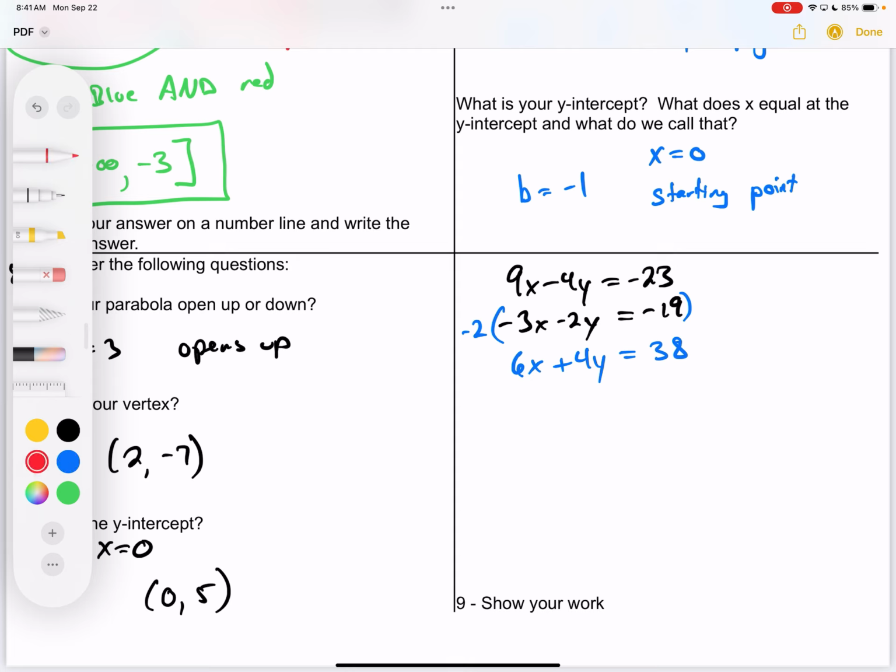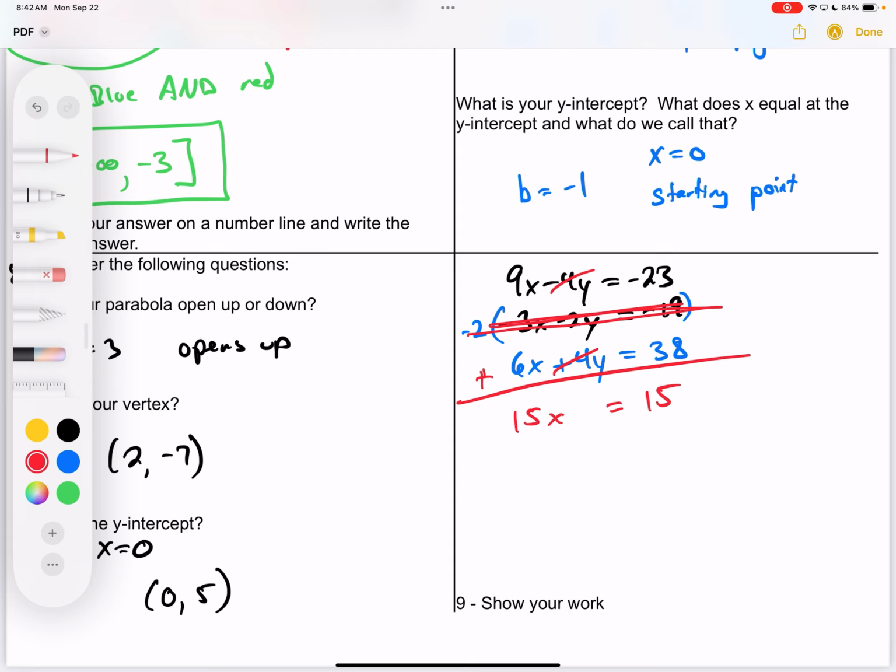Okay. So now what we are going to do is, I'm going to cross that out so it doesn't bug me. Add up the first one and the last one. 9x plus 6x would be 15x. Negative 4y plus 4y cancel each other out. And negative 23 plus 38 equals 15.